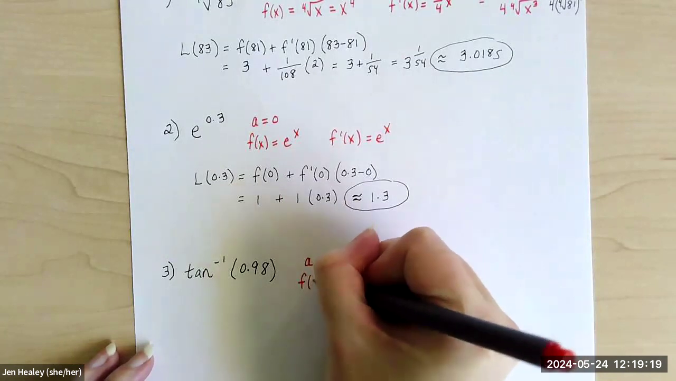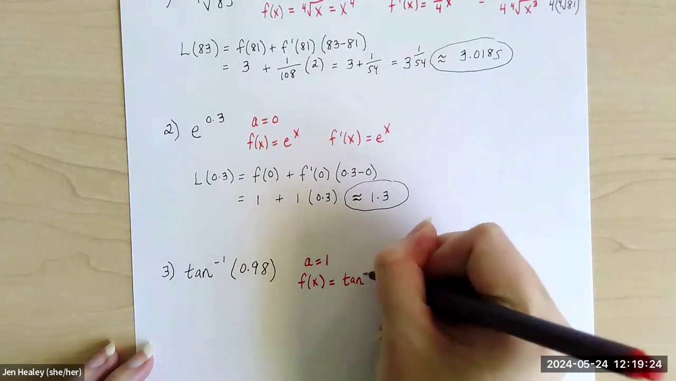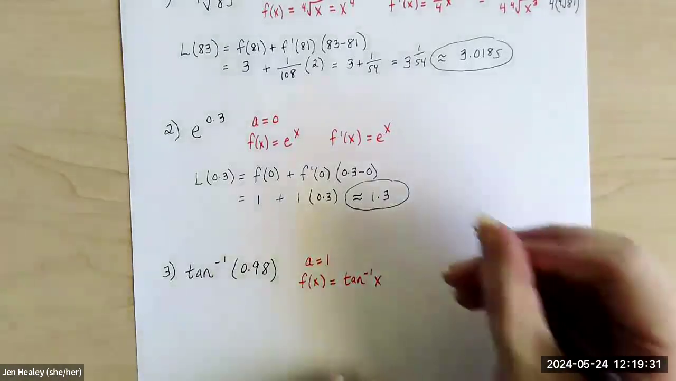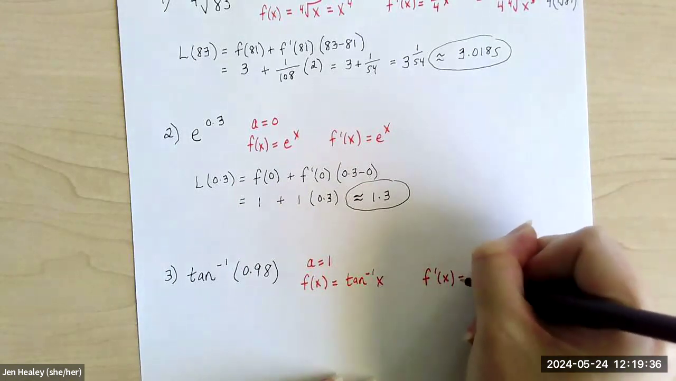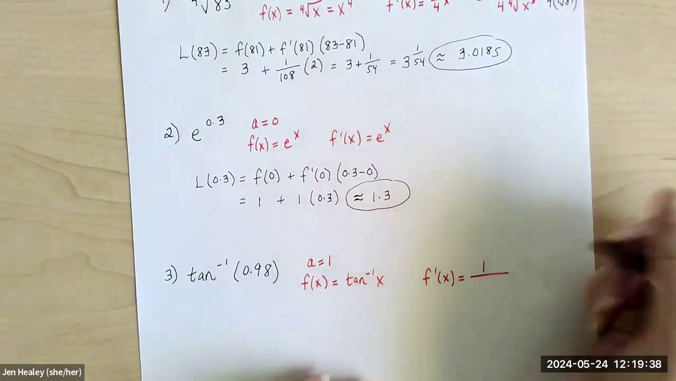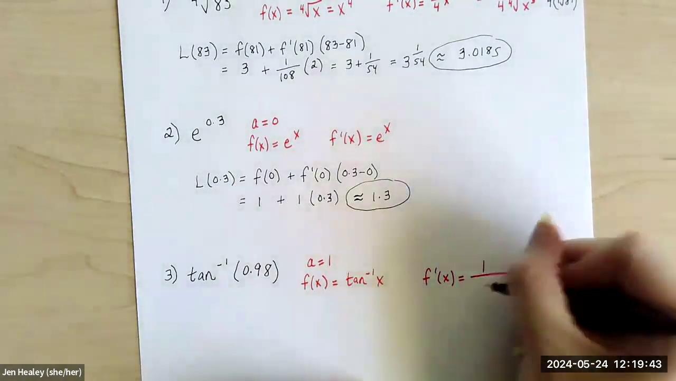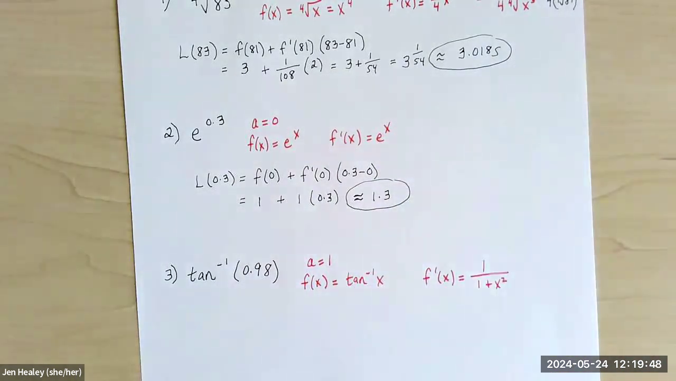That's okay. So my function is the tangent inverse of x. The derivative of tangent inverse was this week. Do you remember what the derivative of the inverse tangent is? It's 1 over 1 plus x squared. Nicely done. Yep. Or x squared plus 1. Either direction is cool. That's our derivative.